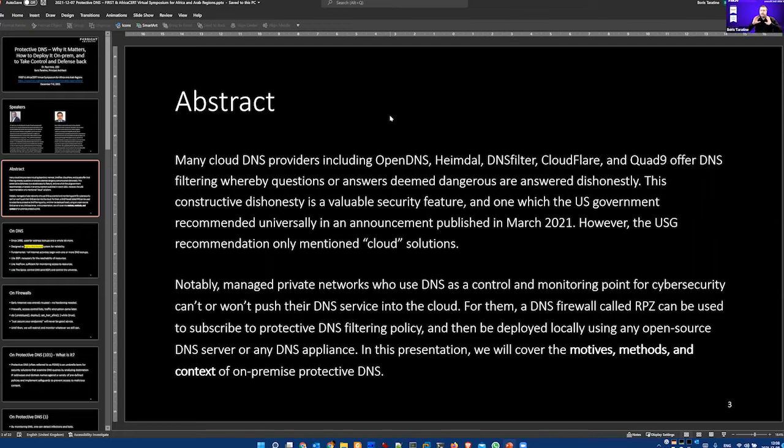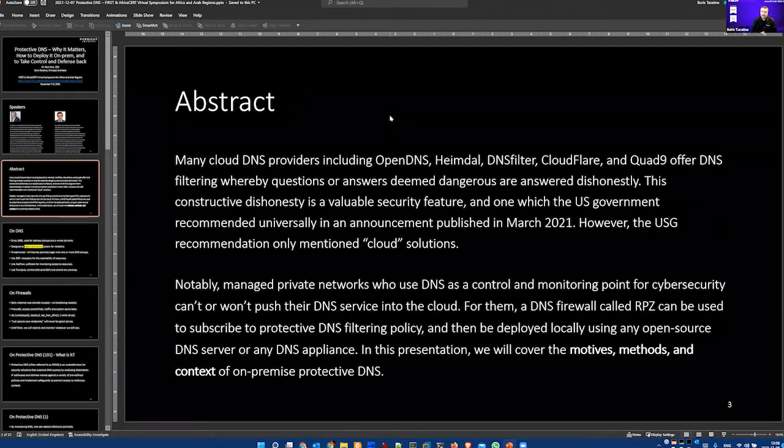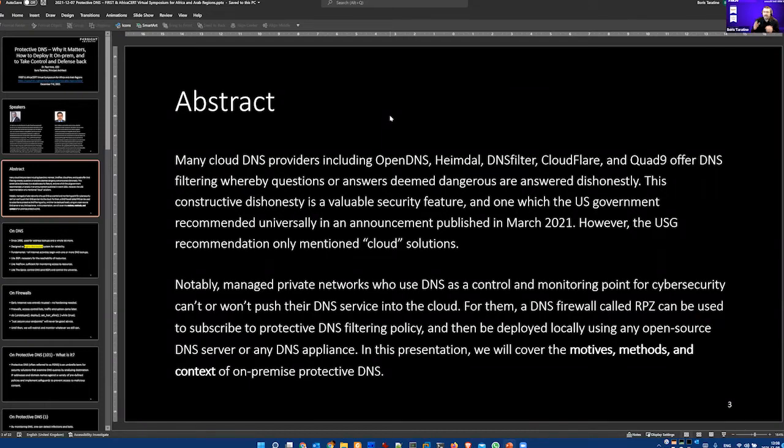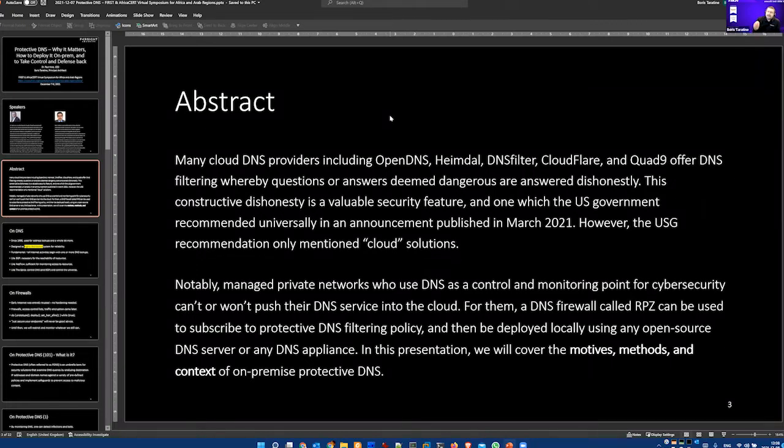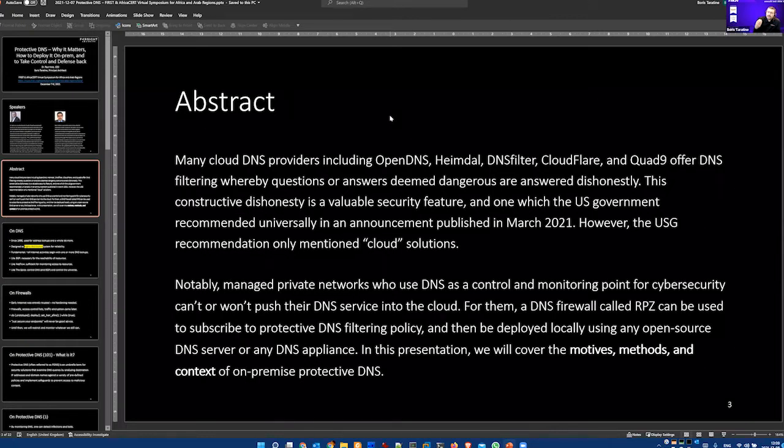There are many cloud DNS solutions and cloud DNS providers. DNS is one of the fundamental protocols. OpenDNS, DNSFilter, Cloudflare, Quad9, and all the different quads, Quad1, Quad2, Quad4, Quad8, whatever you want to call it. They claim they provide some filtering where they understand your request or answer, and based on that, whatever they believe is dangerous will be answered what we call dishonestly.